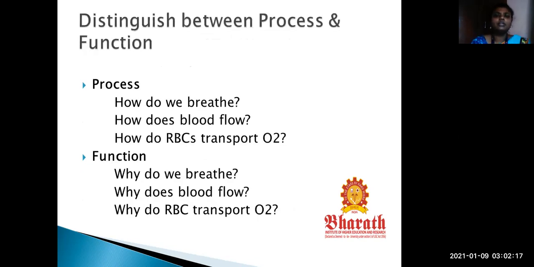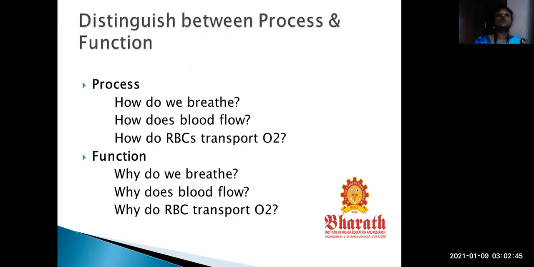Before that, I'll tell you the difference between process and function. Process means how the thing is performed. How do we breathe? How does our blood flow in our body? How do RBCs transport oxygen to the cells? This is the process: how it is done, how it is going to happen.